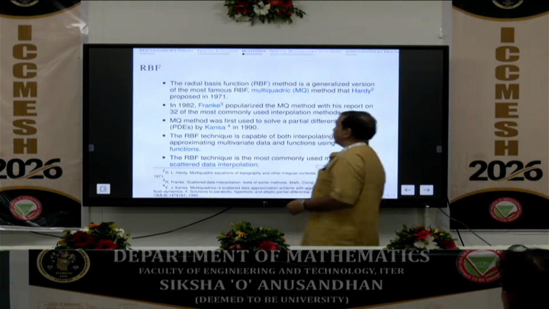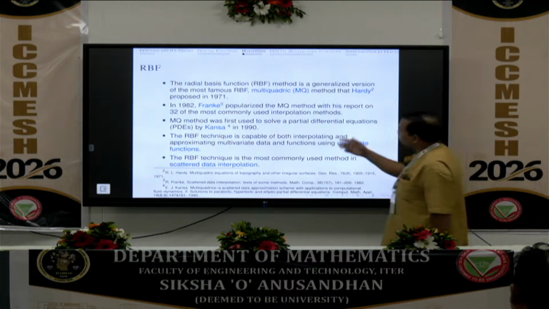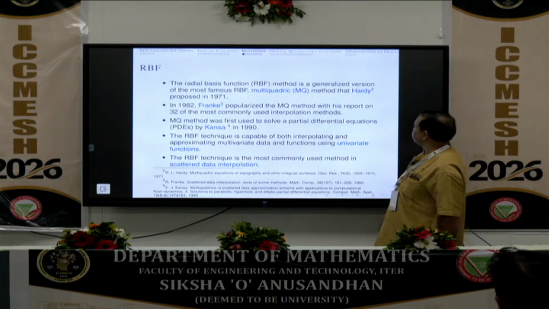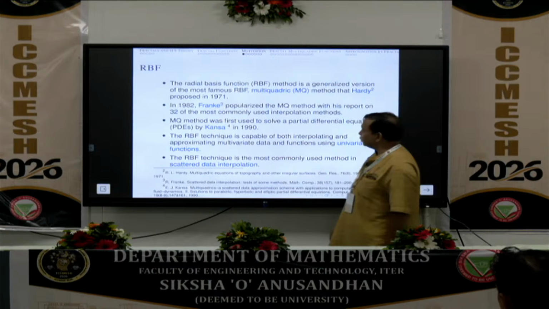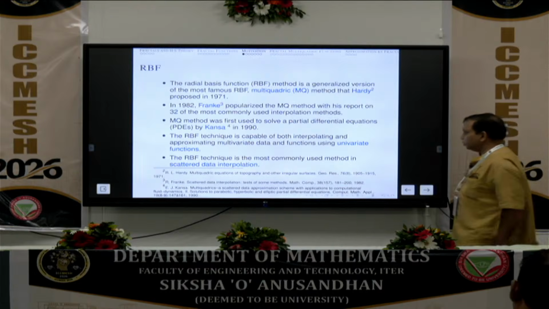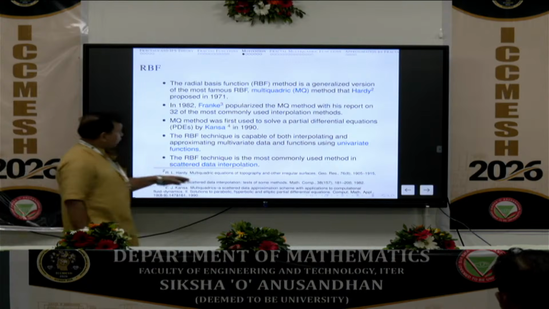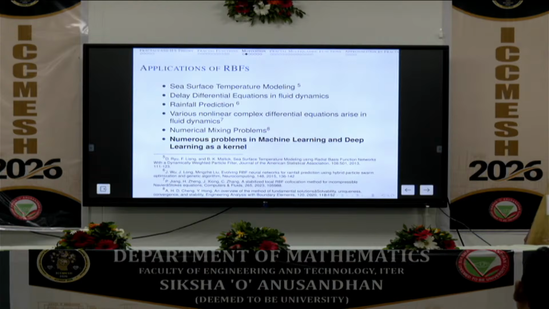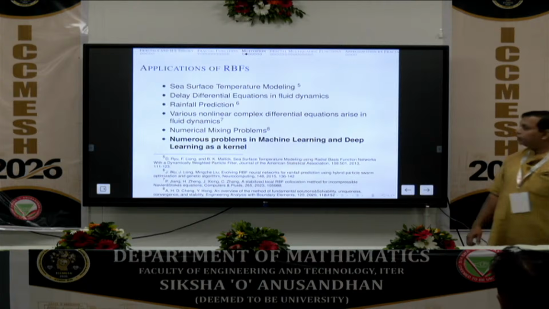There are several radial basis functions, like multi-quadric, inverse multi-quadric, and Gaussian. In 1982, Franke popularized the multi-quadric method out of these 32 common radial basis functions, and it was first used by Kansa to solve partial differential equations. This radial basis function is used for interpolation and approximation. It is very popular for scattered data interpolation. If you have data which is scattered in nature, one can use a radial basis function to interpolate that data. It has plenty of applications, like sea temperature modeling, delay differential equations, rainfall prediction, numerical mixing problems, machine learning and deep learning. We use radial basis function as a kernel.